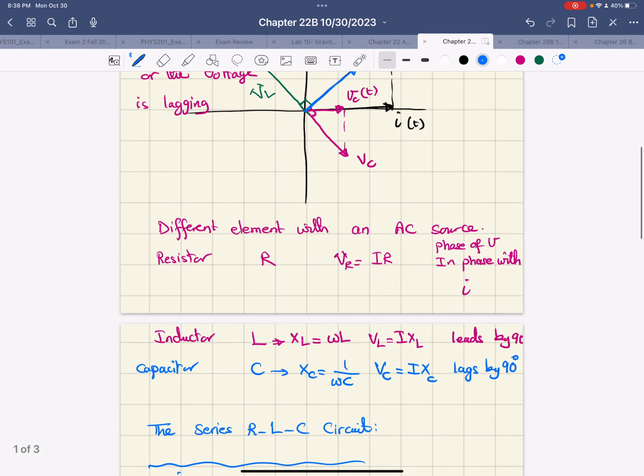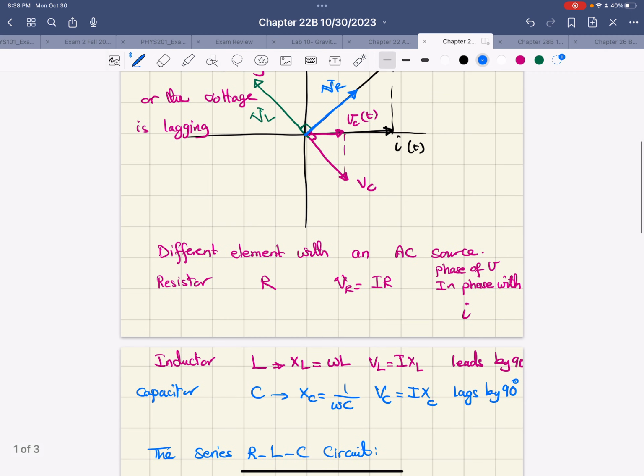Now, according to what we covered so far, we have different elements here that can be in the circuit. One of them is the resistor, and we represent it as R, and it has that resistance R in ohms, and VR, the voltage amplitude, equals I times R. And of course, here we know that V, which is the voltage at any instant, is in phase with I.